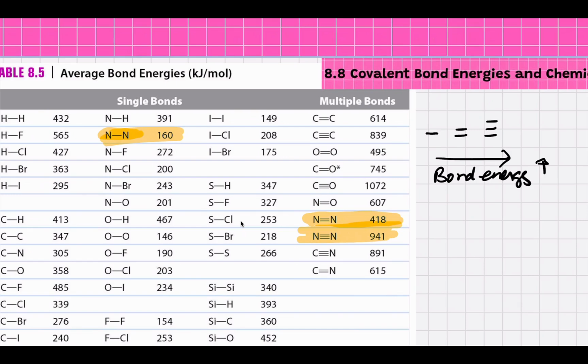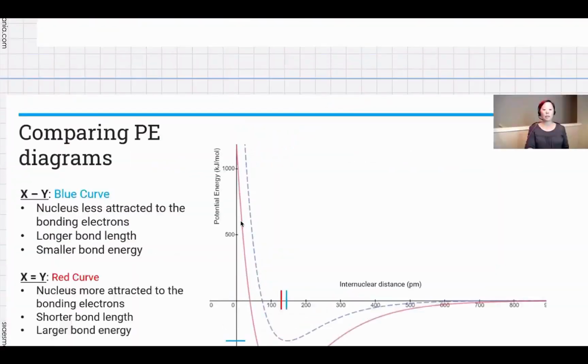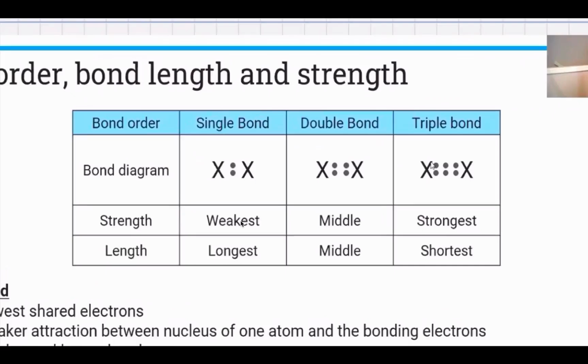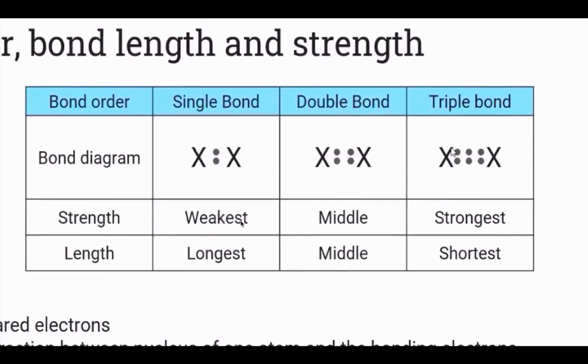So as you go from a single to a double to a triple, the atoms are going to be closer together, which I think is covered in this one right here. So this is showing you the single bond, the strength and length of what I'm talking about right now.